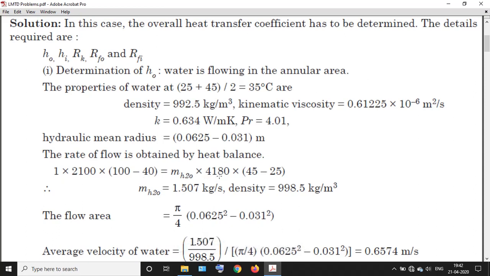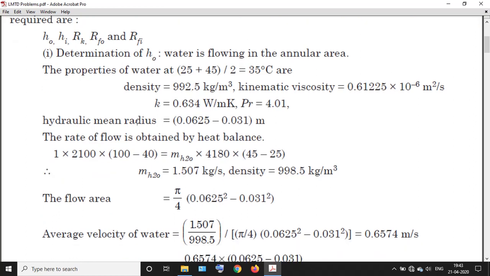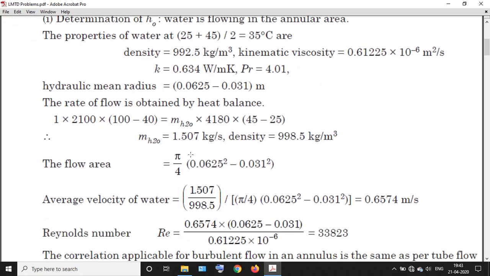Now the specific heat of water is 4180. That is a default value which you need to remember. So by solving this, we will get the mass flow rate of water as 1.5 kilogram per second. Okay, the density of water is 998.5 kilogram per meter cube, corresponding to this temperature. Okay, now the flow area, since the water is flowing through the outer pipe, will be the annular area, which is pi by 4 times dO square minus di square.